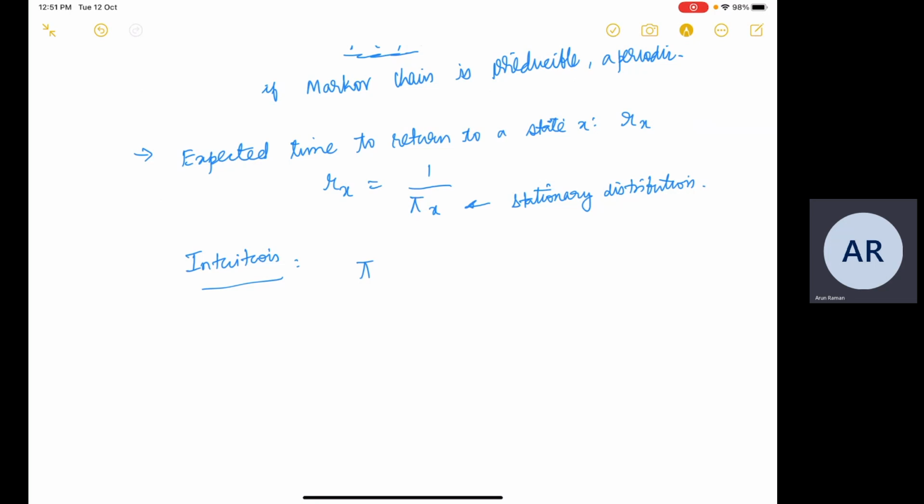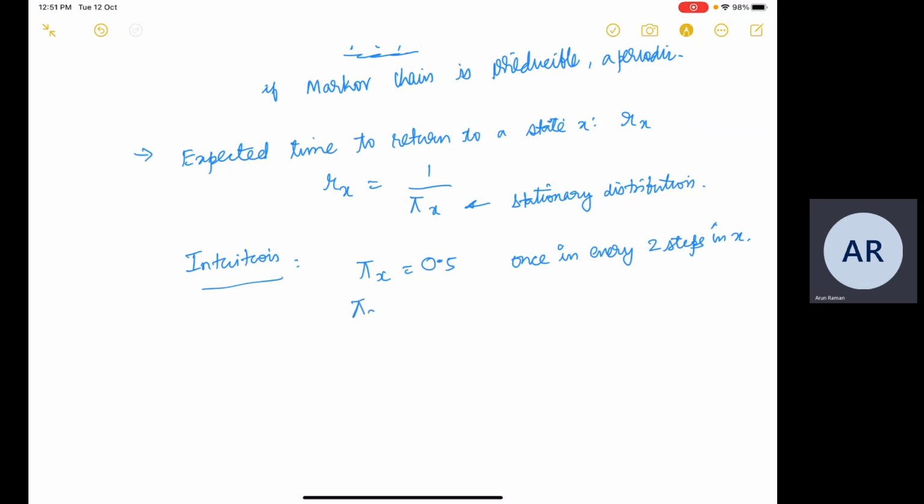Suppose pi of X is 0.5. If pi of X is 0.5, then it means that once in every 2 steps, on an average, we will be in state X. Only then will the probability be 0.5. Half the time we have to be on X. That is the frequency interpretation: once in every 2 steps we have to be in X.